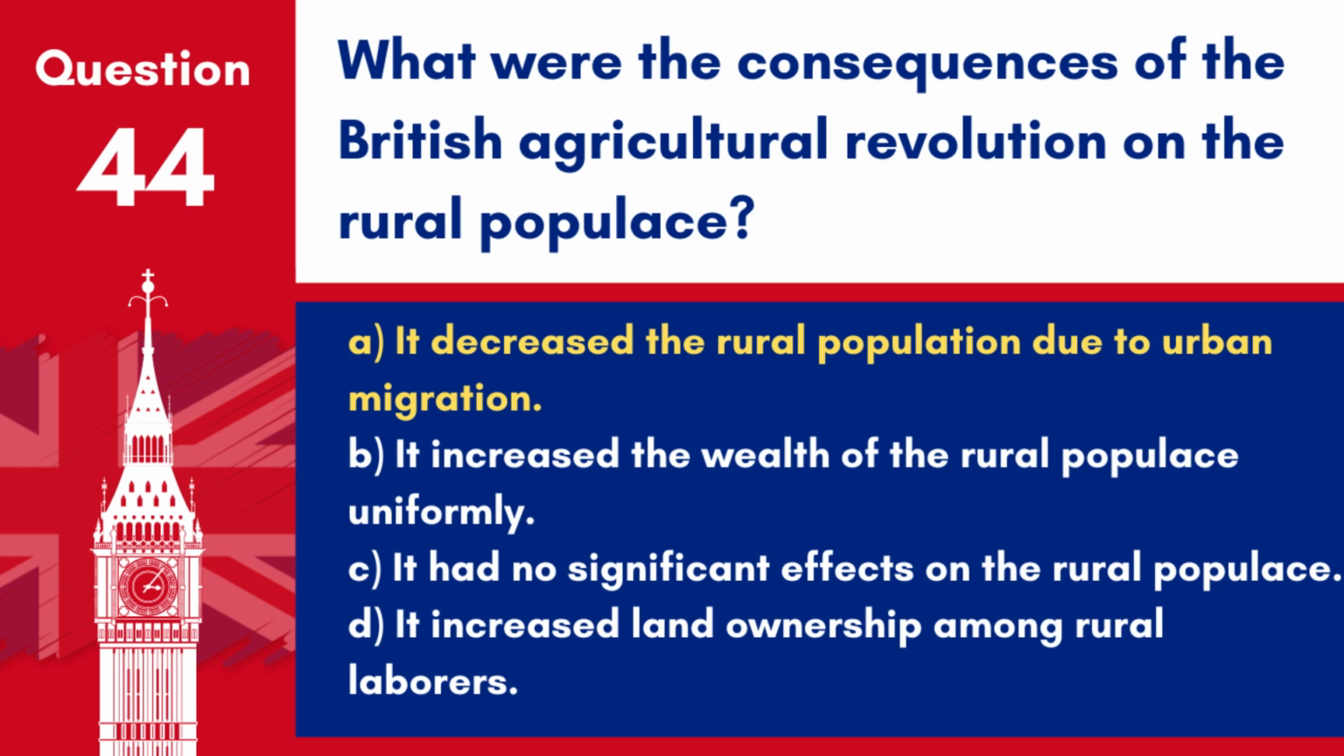Answer: A. It decreased the rural population due to urban migration. The agricultural revolution led to increased productivity, but also resulted in fewer labourers needed on the land, pushing many to migrate to urban areas for work.